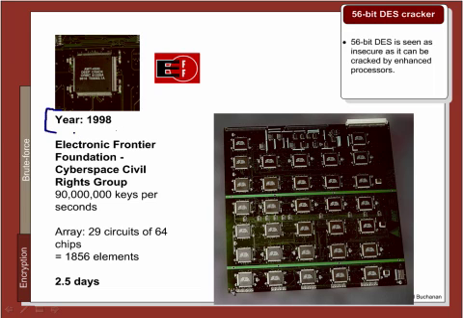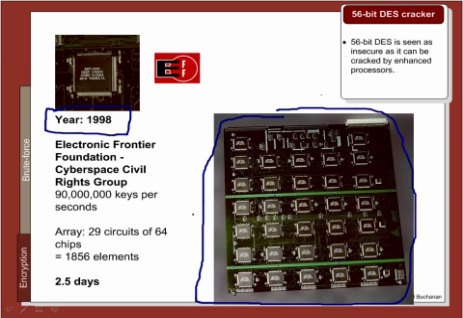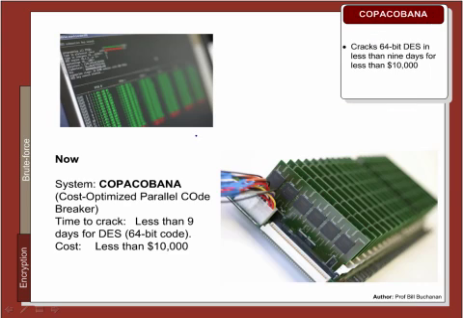And to show the problems with the DES code, the Electronic Frontier Foundation decided that it would build an array of processors. In this case we have 1800 processing elements, and they eventually cracked 56-bit DES in 2.5 days in 1998. And now, for less than $10,000, it is possible to crack the 64-bit DES with this system, the Copacabana.